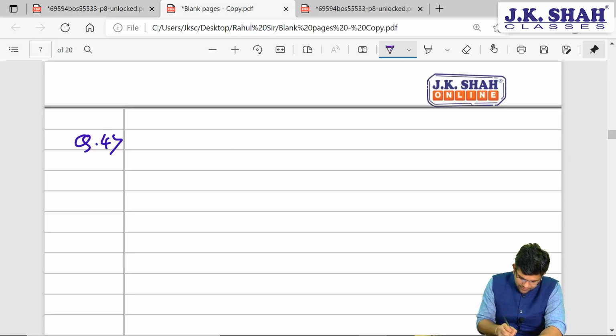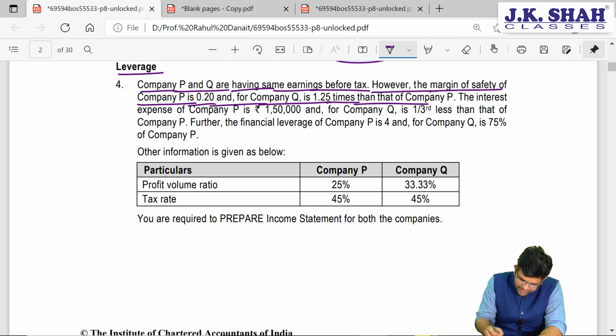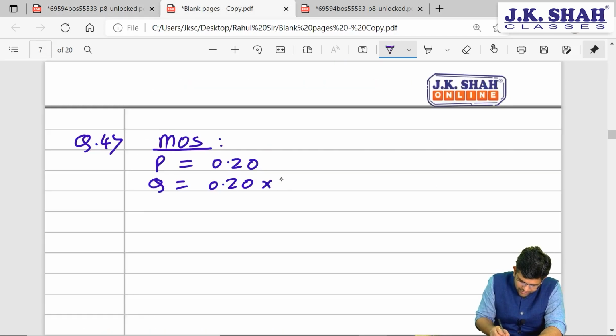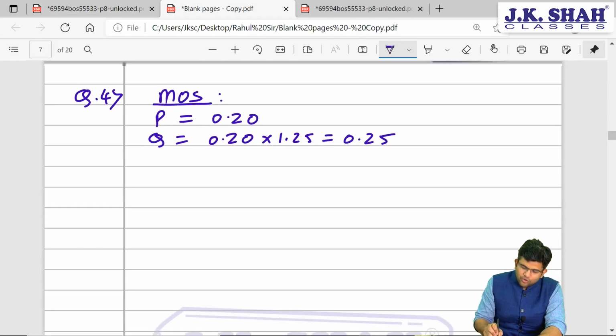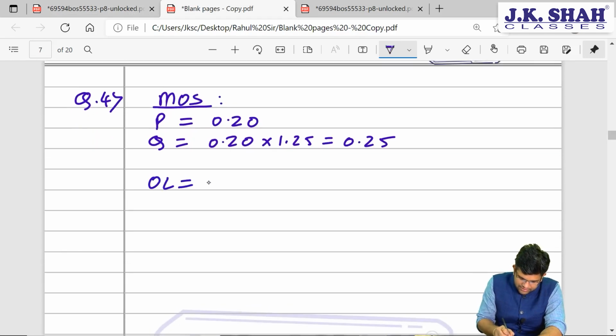So children, if I write down question 4, as far as margin of safety is concerned, for P it is 0.20 and for Q it is 0.20 into 1.25, that is 0.25. Everyone clear? So now that we have the margins of safety with us, you know that operating leverage is nothing but 1 upon margin of safety.